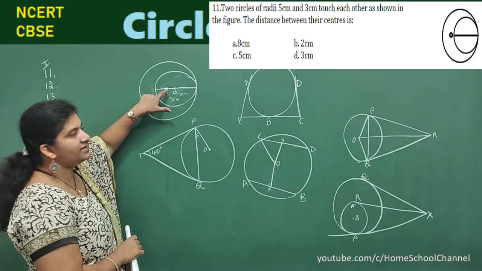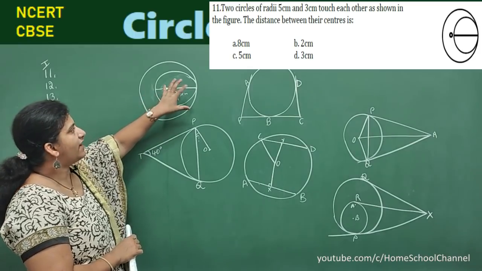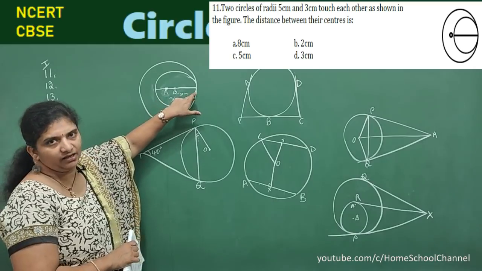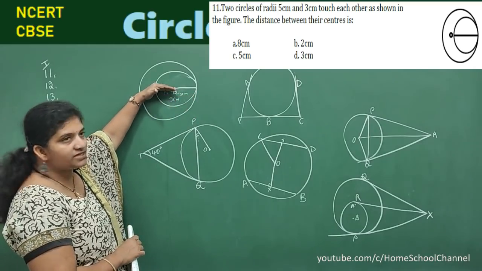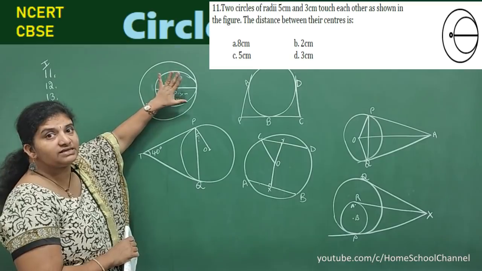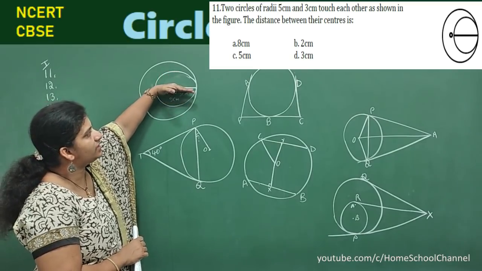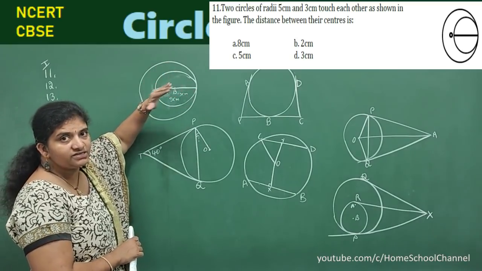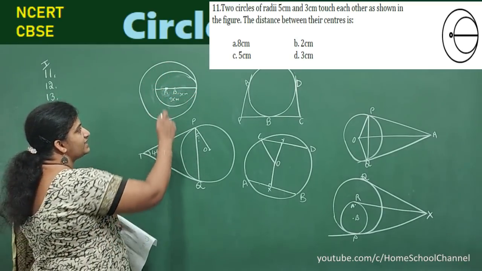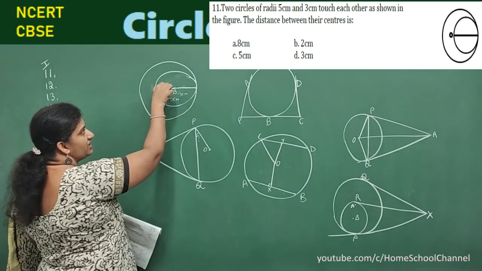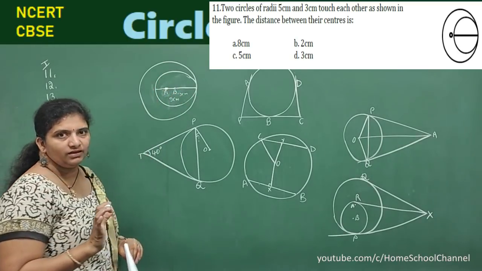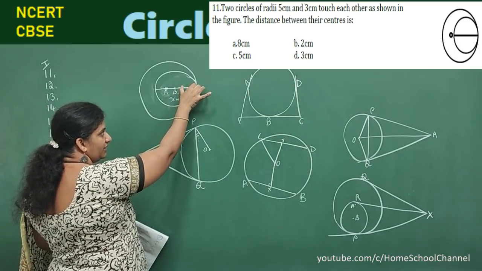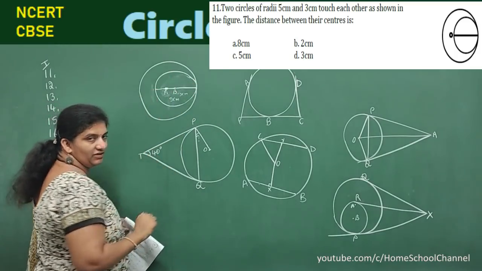So, look here. A is the center, and this one is 5 centimeters. Observe carefully. The small circle radius is 3, and this side also will be 3, right? 3 plus 3, 6 centimeters. This circle's diameter will be 6 centimeters. But the big circle radius is 5 centimeters, which means an extra 1 centimeter will be here for the small circle. Once again I repeat, the small circle radius is 3 centimeters, then the diameter will be 6 centimeters.